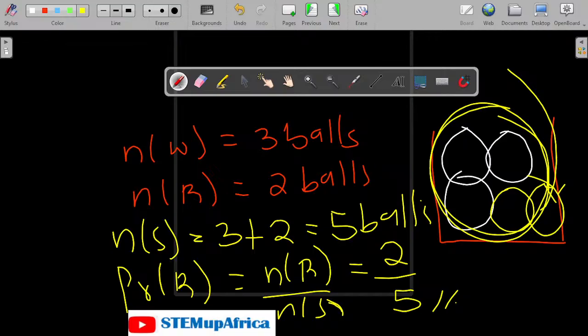Okay. Probability. This is x, n bracket x, n. Let me rewrite it. This is over n bracket x, which stands for sample space or total number of balls. It stands for sample space or total numbers of balls.